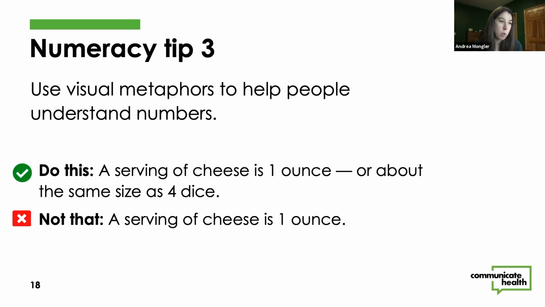I do want to note one more thing, which is that visual metaphors are not the same thing as visual aids, which we'll talk about later. But you could also use a visual aid for the example on this slide. So you say one serving of cheese is 1 ounce or about the same size as 4 dice. You could actually show a picture of 4 dice and then show cheese that is that size. That would be really helpful. I think that would be ideal if you're showing people that, right? But if you couldn't do that for some reason, space reasons or whatever, this visual metaphor would be particularly helpful.